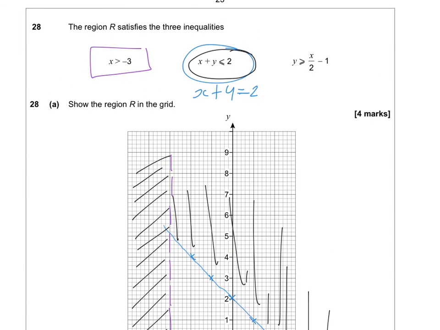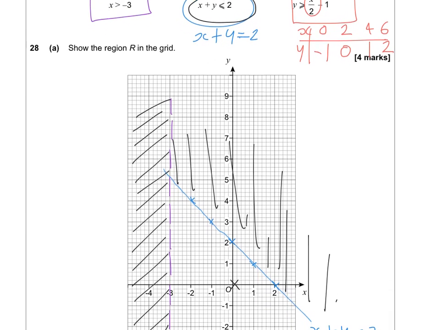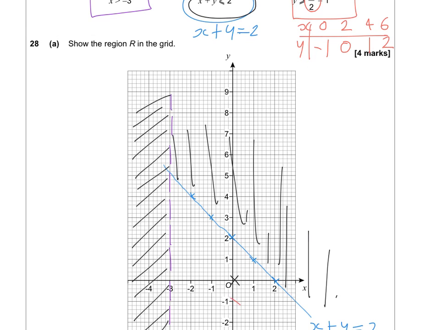The last inequality, y is greater than or equal to x over 2 minus 1. We're going to set up a mini coordinate table, x and y, and because x is being divided by 2, we're going to use even values of x as coordinates to make the calculation simpler. If x is 0, y is -1. If x is 2, y is 0. If x is 4, y is 1. And if x is 6, y is 2. We're going to plot those points: 0, -1, 2, 0.